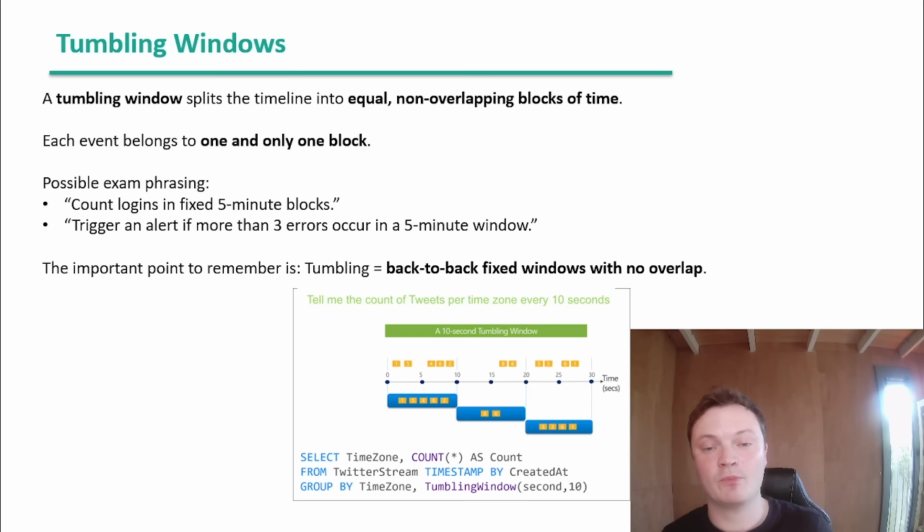For the exam, possible phrasings that could help you think about a tumbling window would be count the number of logins in a fixed 5-minute block, or trigger an alert if 3 errors occur in a 5-minute window. An important thing to remember for tumbling windows is that they are back-to-back fixed windows with no overlap.